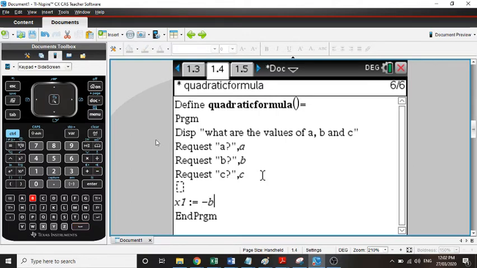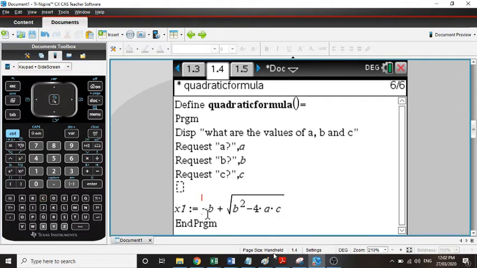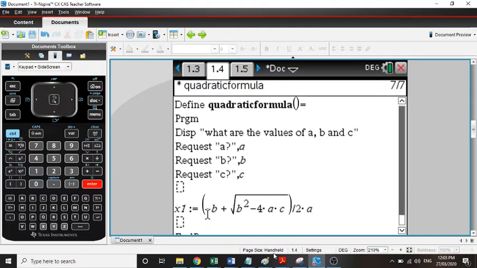Negative b plus the square root b squared minus 4 times a times c. It's really important you put in the times because otherwise it'll consider it a variable called ac or 4ac. And now with that, we've got to divide that by 2a, so 2 times a. So that's what we're going to do for that one there. So that tells us one value.